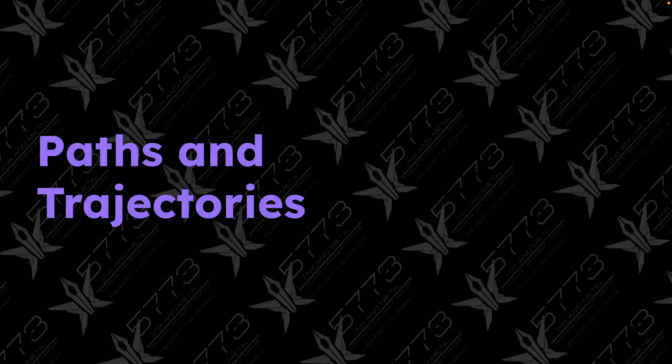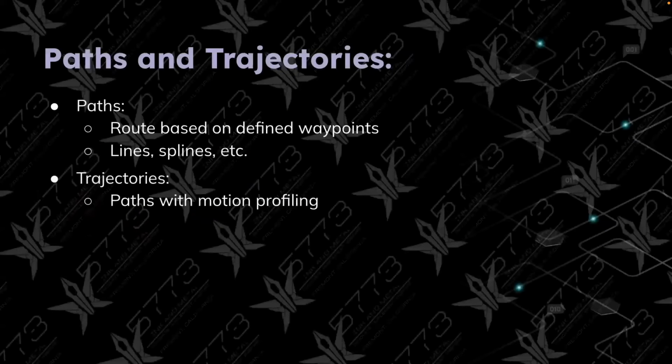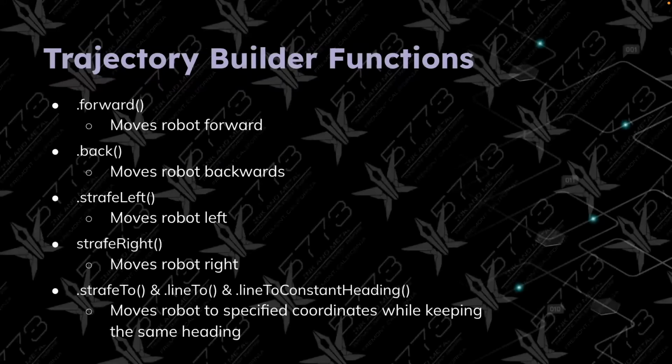Some essential things that make up RoadRunner are paths and trajectories. Paths are routes based on defined waypoints. For example, they can be lines, splines, etc. Trajectories are paths with motion profiling. To build a trajectory, there are some functions that you can use.